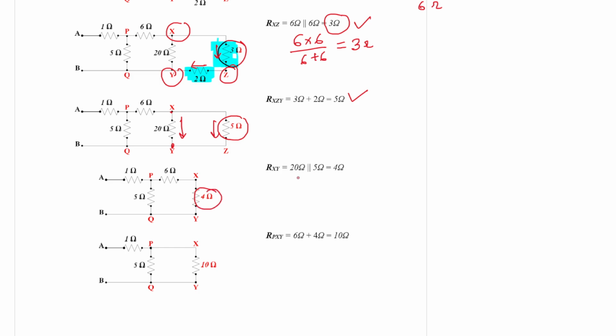Why? This 20 and 5 ohm parallel, that means 20 into 5 divided by 20 plus 5, which is 100 by 25, equal to 4 ohm. So this 20 and 5 ohm parallel is equivalently represented as a 4 ohm resistor across the terminals X and Y.